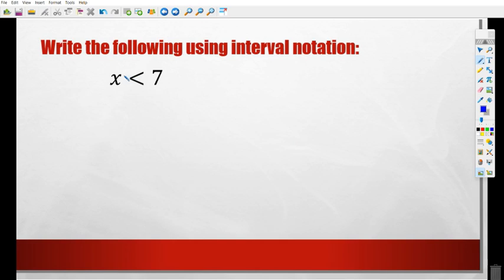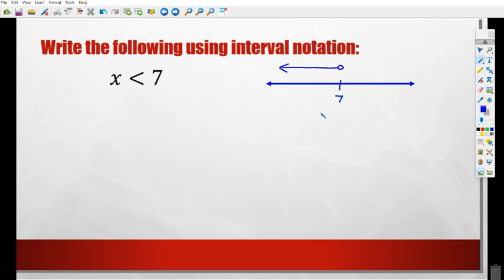Here it says x is smaller than 7. Okay, so let's draw a number line and visualize this a little bit. We're going to put the number 7 here. Am I including 7? No, I'm not including 7, so I'm going to draw a circle. It says x is smaller than 7. Am I going to go to the right or to the left? I'm going to go to the left, because x is smaller than 7.